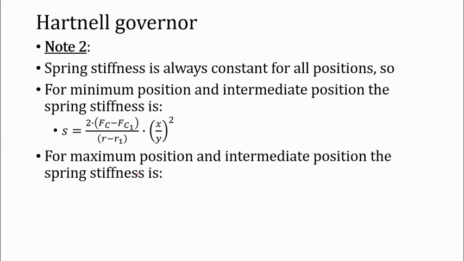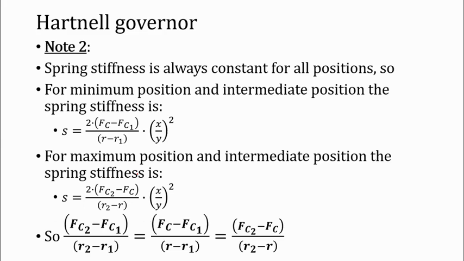Clear? Similarly, between the maximum position and the intermediate position, the stiffness of the spring S is equal to 2 into Fc2 minus Fc divided by R2 minus R. It comes like that. Understood? So if we assume that the spring constant is the same, usually it is constant, we can equate those two. Okay, in some cases we can use this formula to solve problems.